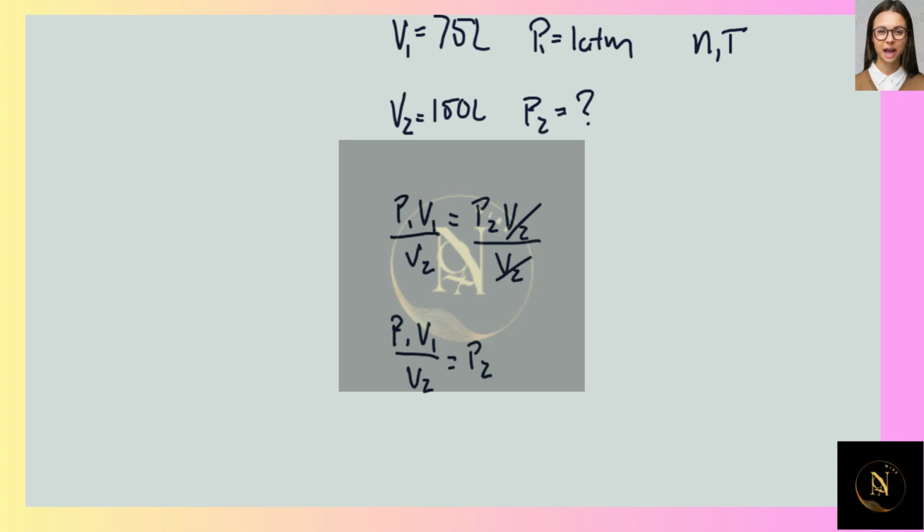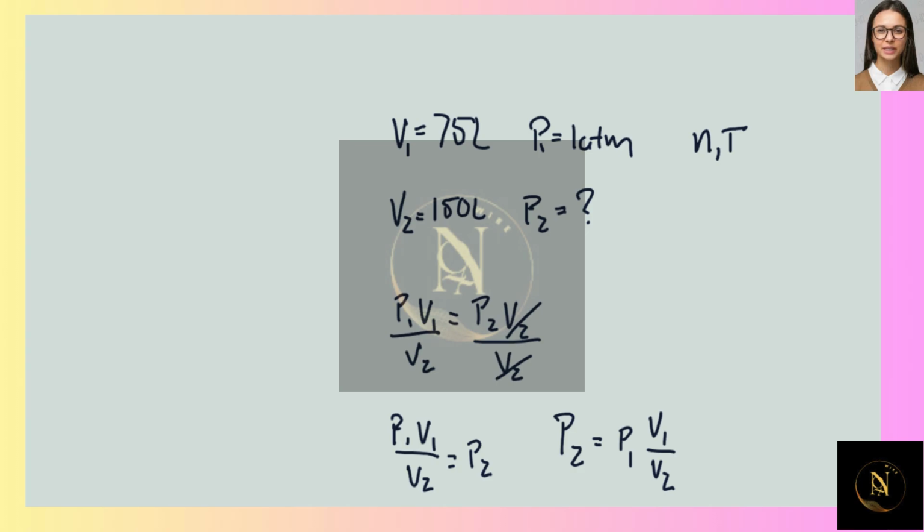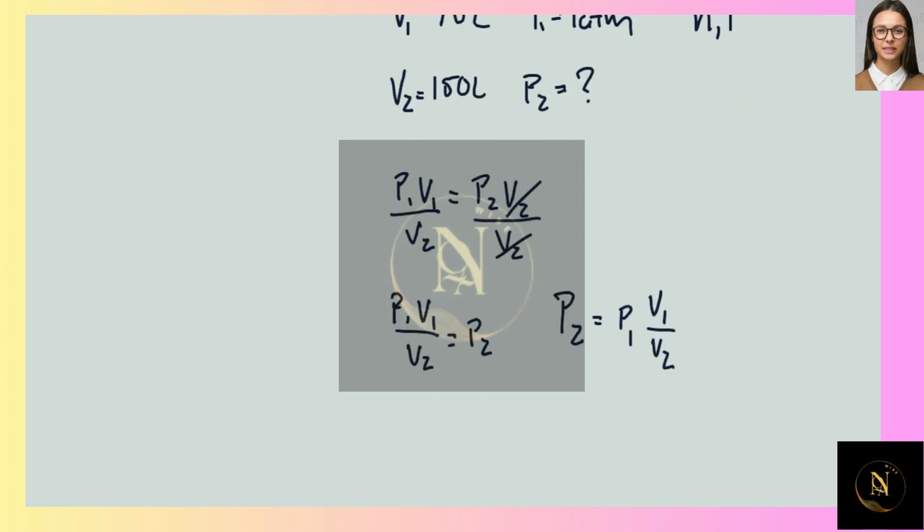I'm actually going to write this in a different way. I'm going to say P2 equals P1. I'm going to factor the P1 out of the fraction, and then I'm going to say times V1 over V2. Because really what we're saying is that P1 will change proportional to the ratio between V1 and V2. Well, we know that V1 over V2, since it doubled, is equal to half, right? That's saying 75 over 150, right?